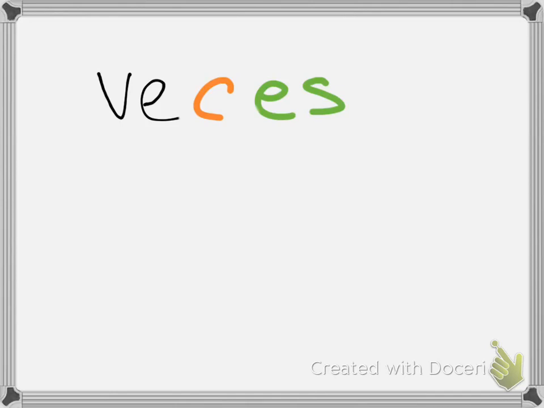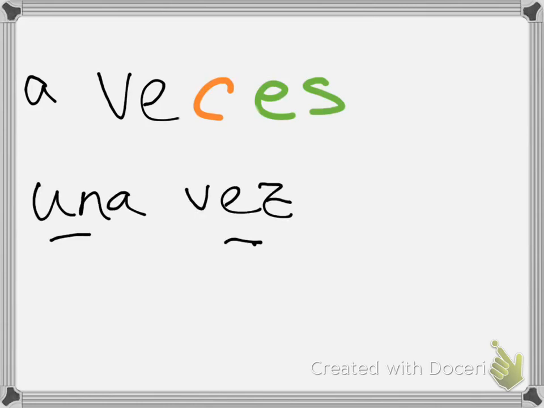Okay, so like a veces means at times or sometimes, a veces. Or I might say una vez, one time. Okay? So this can be a little bit confusing because of that a in English, but a in Spanish means to or at, right? So a veces, at times or sometimes, una vez, one time. Okay? If singular ends in a Z, plural, we have to change that Z to a C.